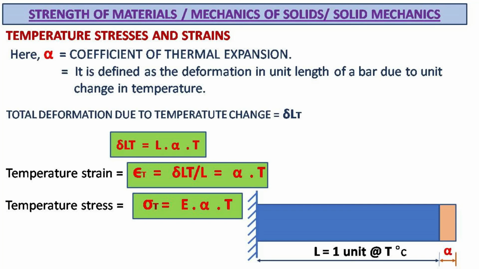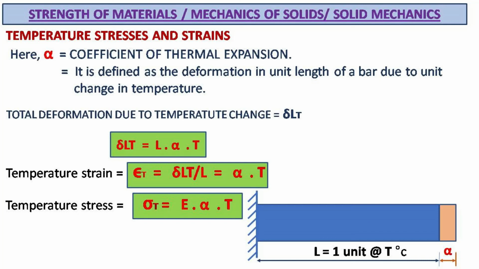To understand this, first we should understand what is coefficient of thermal expansion. Coefficient of thermal expansion is denoted with alpha, and it is defined as the change in unit length of a bar due to unit change in temperature. That means we are considering unit length and measuring its deformation due to unit change in temperature. This deformation value is taken as coefficient of thermal expansion. Now change in length of bar is given by delta LT is equals to L times alpha T, where L is the length of the bar and T is the change in the temperature.